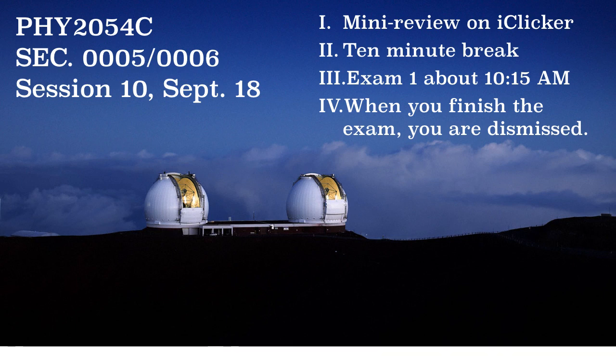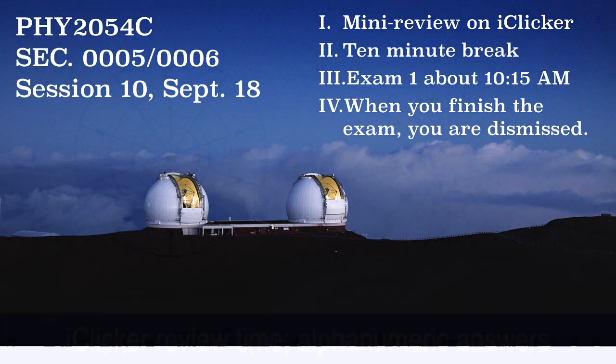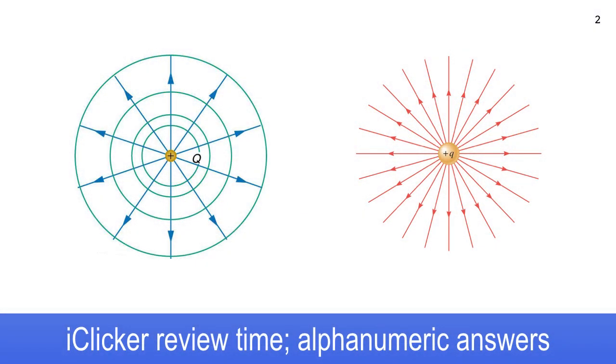By the way, the iClicker questions today are all going to be alphanumeric answers. So you're going to be hitting the send key after you type in whatever letter or number, or in general, whatever answer you want. This will allow me to grade everybody's answers correctly, even if you mess up the minus sign or anything like that. Question?